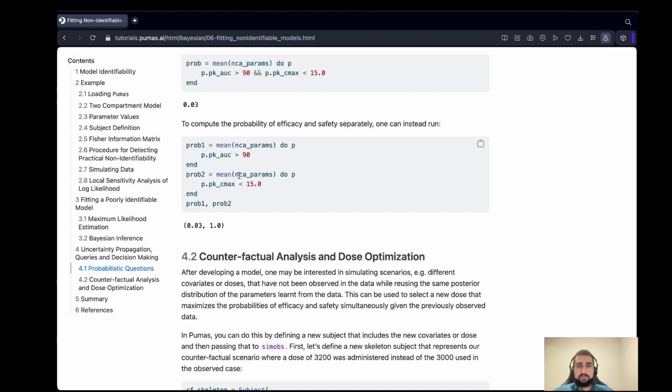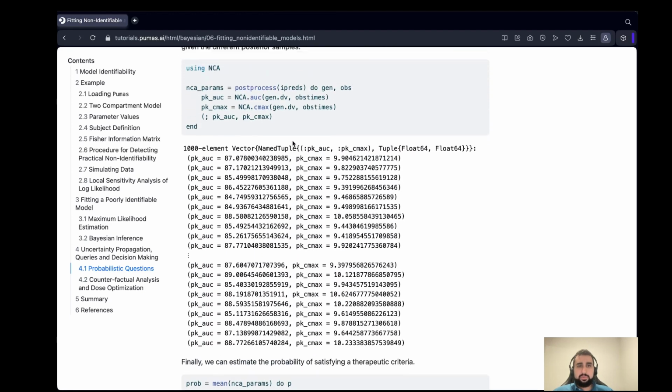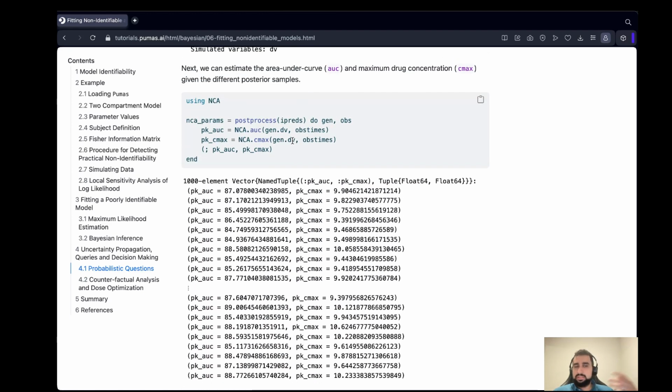You can define your own kind of function that you can actually use here as well, and then estimate the probability of that function being more than or less than a certain value. So you could really do arbitrary Julia code here, which I think is very empowering in some ways.